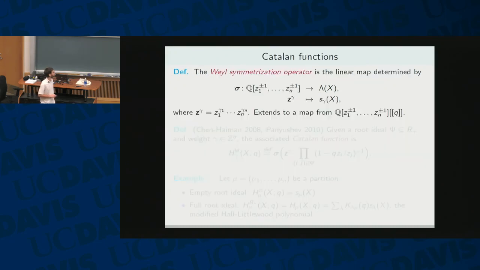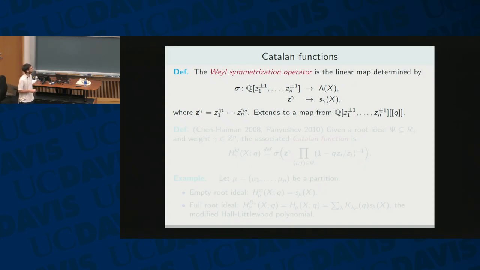All right, so here's the definition of a Catalan function. This is going to be our basic object we're going to work with throughout this talk, and will be a prototype for other things. We're going to define the Weil symmetrization operator to be the linear map sigma from Laurent polynomials to symmetric functions, which takes a Laurent monomial z to the gamma, which is z1 to the gamma 1, and so on, to the corresponding Schur function indexed by gamma.